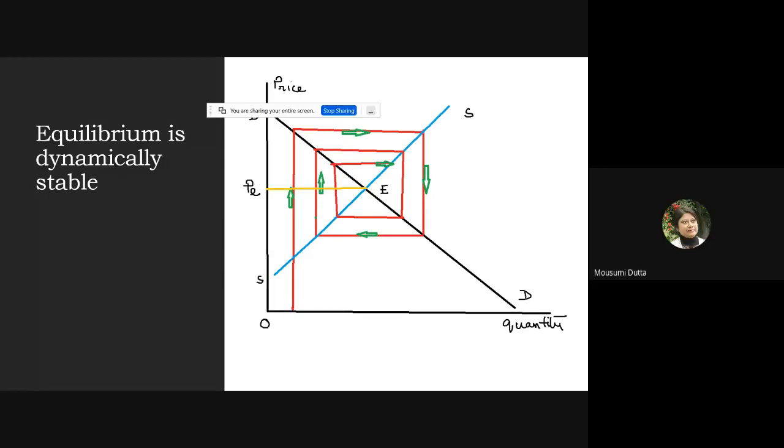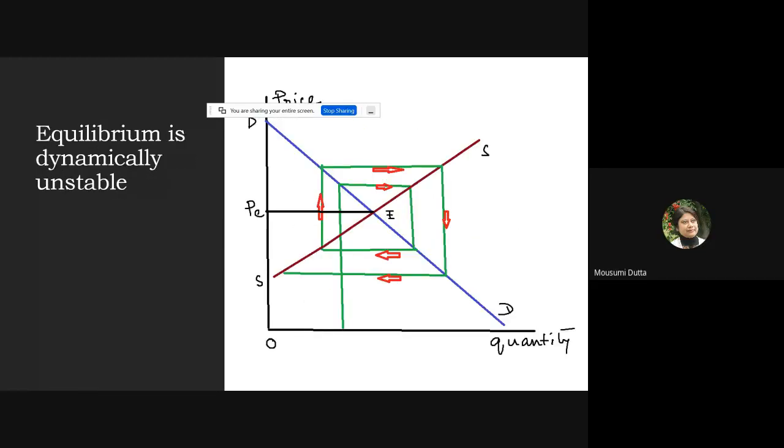So that is why this model is called the cobweb model. The thing may be reverse as well. So it may happen that in the process, price is continuously moving away and away from the equilibrium. Then also it looks like this. So the previous one was the convergent time path. So this one is the divergent time path. So all possibilities are there.